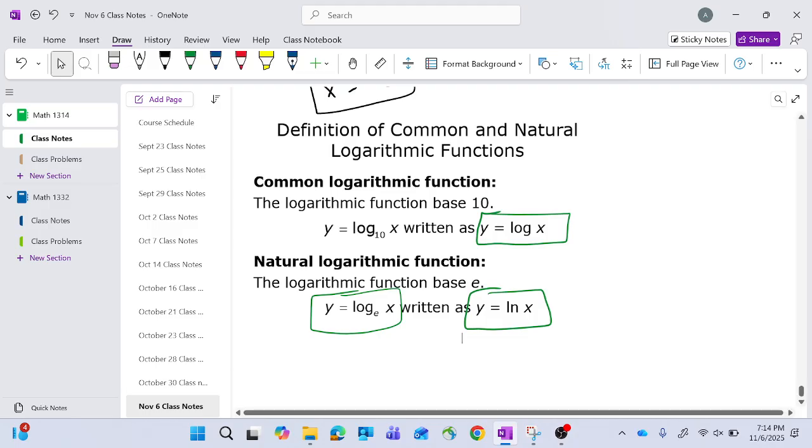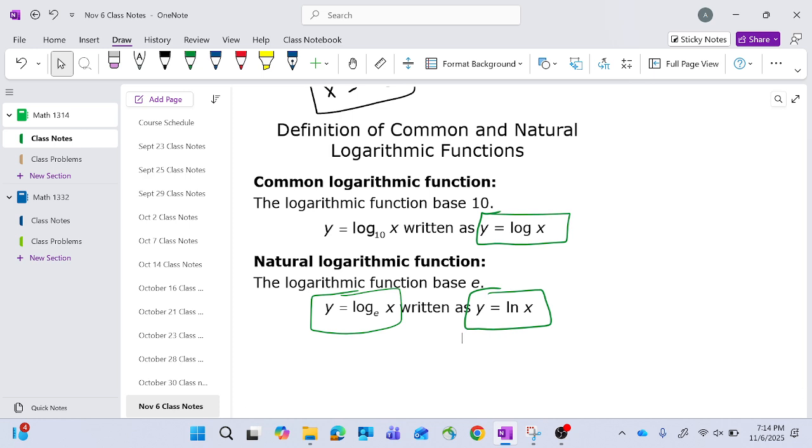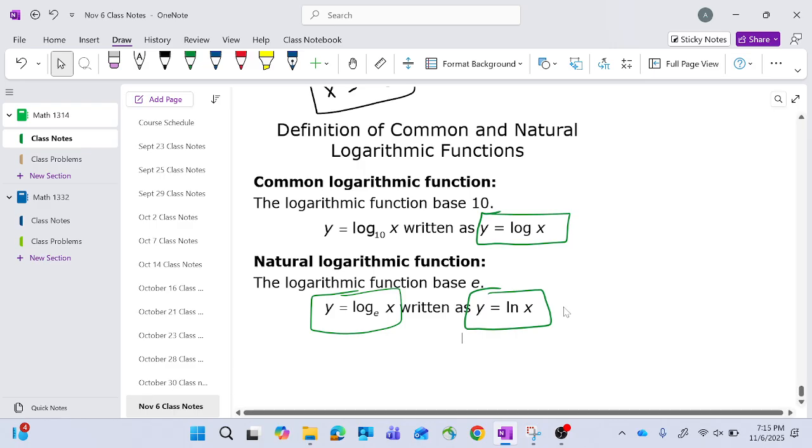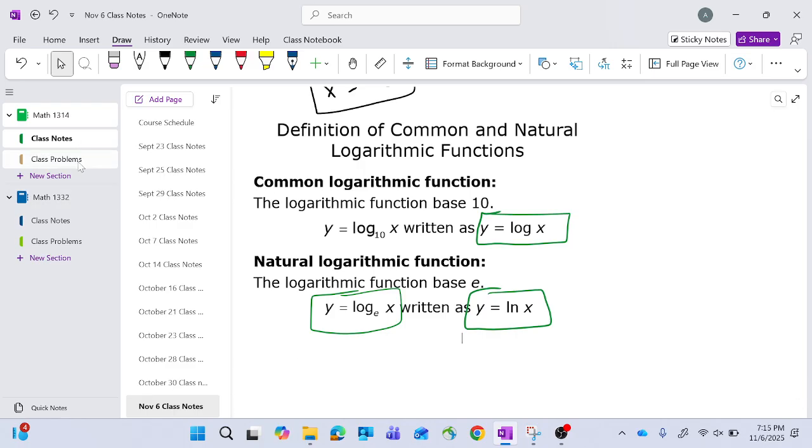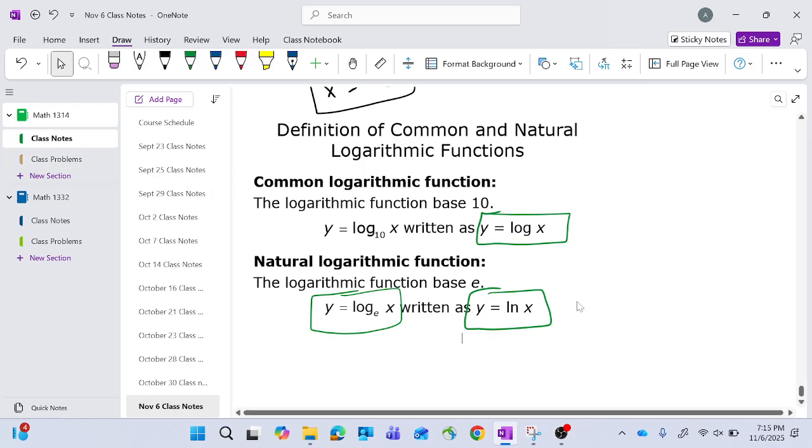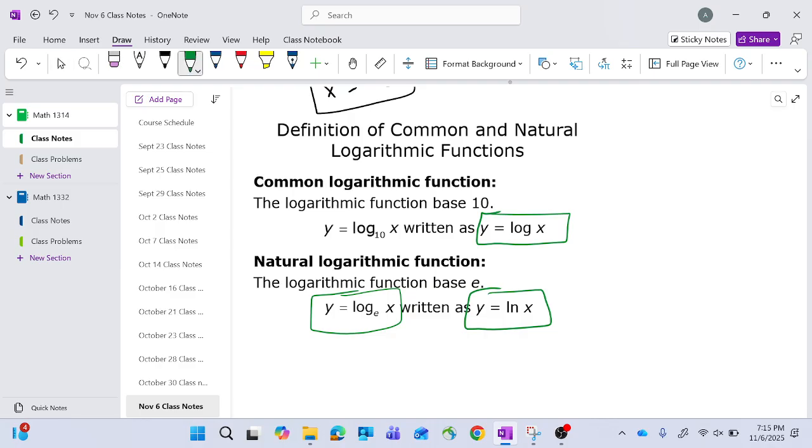Any questions here? Ready to keep going? ln of x, yes. So they're not putting parentheses. I like to, just to make it nice, but that's essentially what it is. Cool.